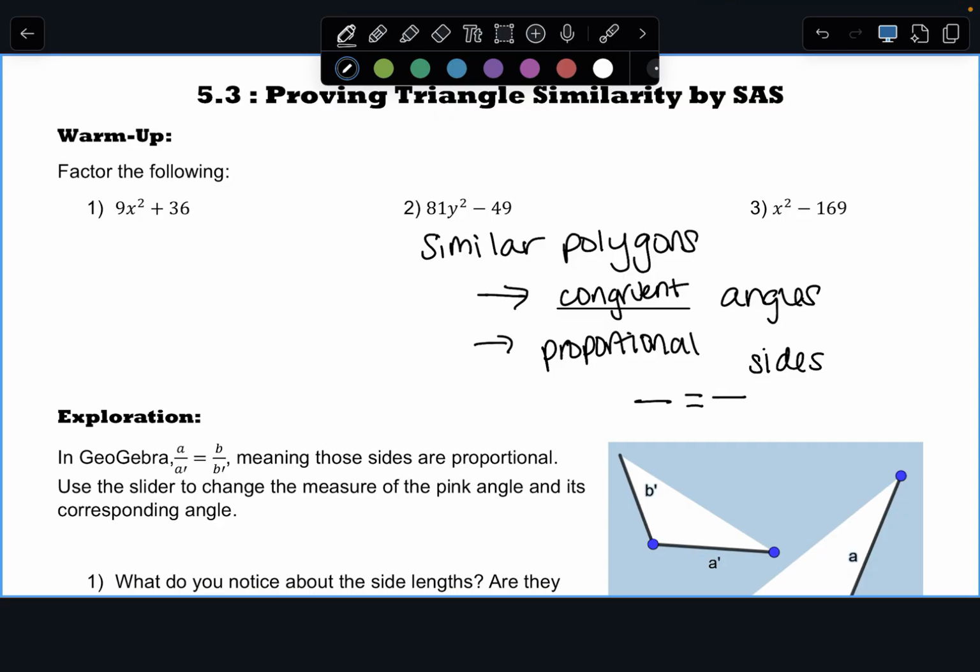So if we set up side 1 corresponding to side 2 and side 3 corresponding to side 4, we would set those up in a fraction and they would have to be equal. That's what proportional means. Okay. Questions on similarity from last week?